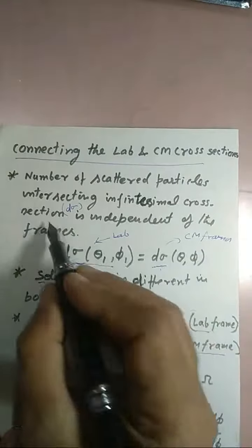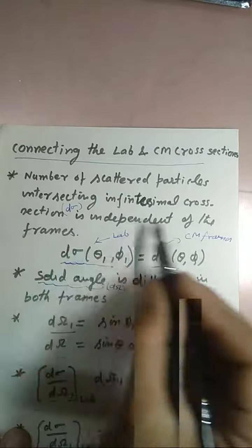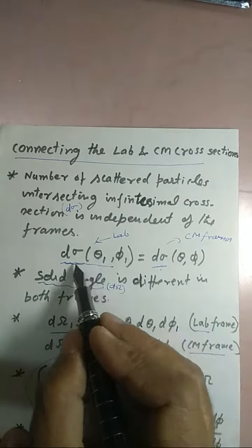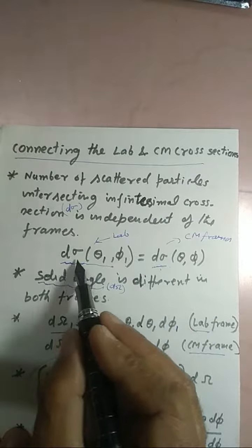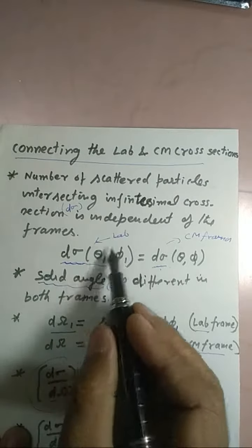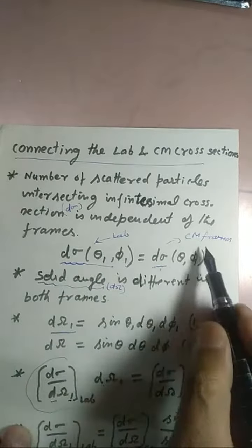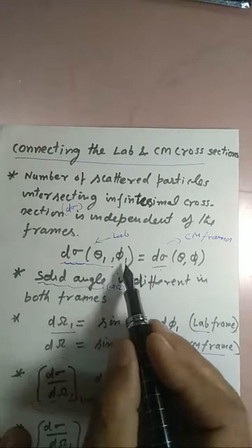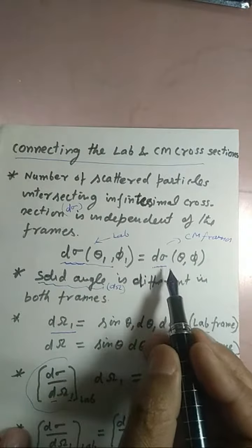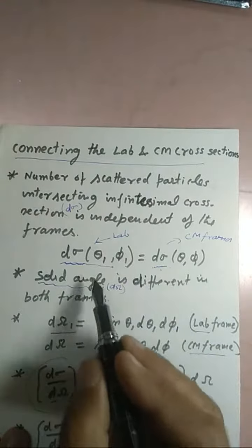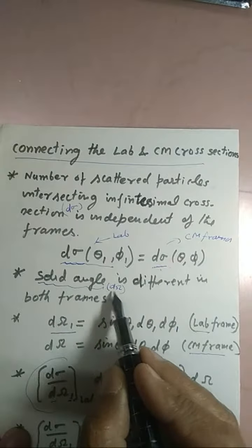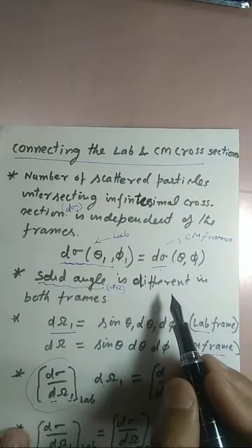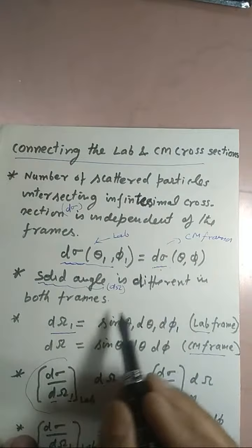That number of scattered particles is the same in the lab frame as well as in the center of mass frame, and we can denote this infinitesimal cross section by dσ, and we can say that this is the same in both frames of reference. So this represents the cross section in the lab frame, and this represents the cross section in the center of mass frame. They are both the same, independent of the frame of reference. And the solid angle, which we denote with dΩ, is different in the lab frame as well as in the center of mass frame in the scattering problem.